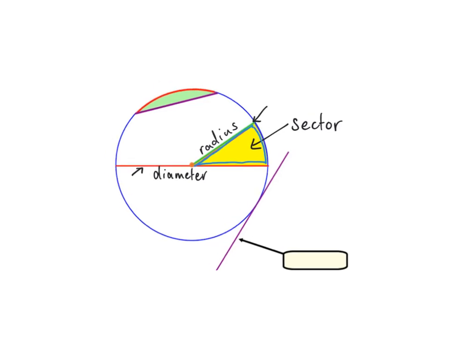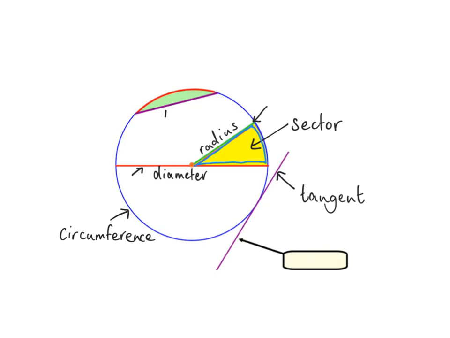Next, I'm going to look at this purple line. What do we call this purple line? That's the line that just touches the edge of the circle. We call that a tangent. Make sure you've got that written down. Now I'm going to look at the blue line all the way around the edge of the circle. What do we call that measurement all the way around the edge of the circle? We call that circumference, and we already knew that one.